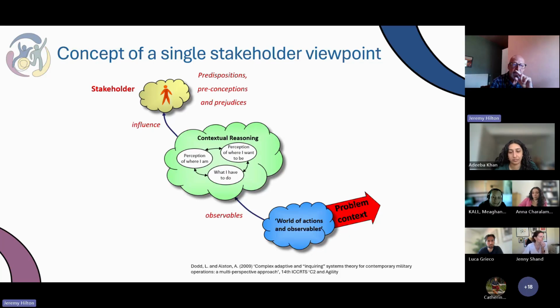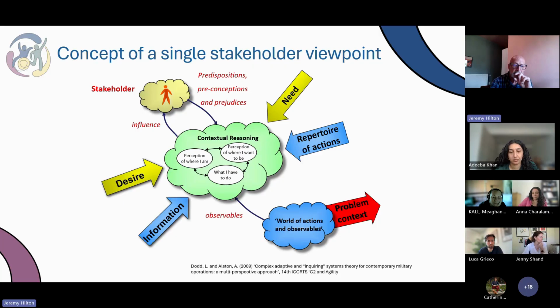And so when they come to act, what they're thinking of is, well, what are my needs, or what do I desire to happen? What information have I got, and more importantly, what can I do? So in terms of what I have to do, each of us has a repertoire of actions. And this is, again, the thought process, which will often be happening individually around the stakeholders. And then based upon that contextual reasoning, we'll take action.